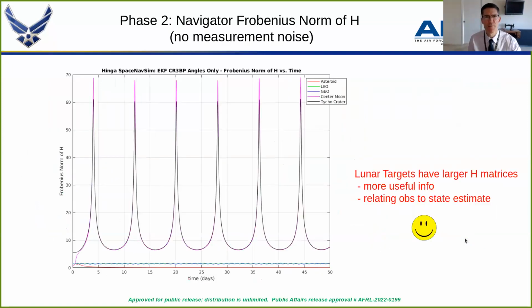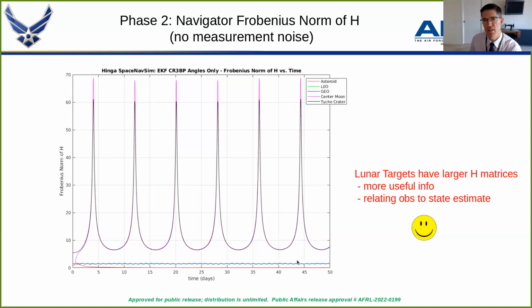Let's look at the Frobenius norm of the sensitivity matrix H, the H matrix I mentioned before. If we look at all the objects, asteroid, LEO, GEO, center moon, Tycho Crater, we like to see the Frobenius norm, that is the magnitude of the matrix, be large. Small values are not so helpful. If you see the pink and black, the lunar targets are larger for Frob norm than the other objects here, the asteroid, LEO, GEO.